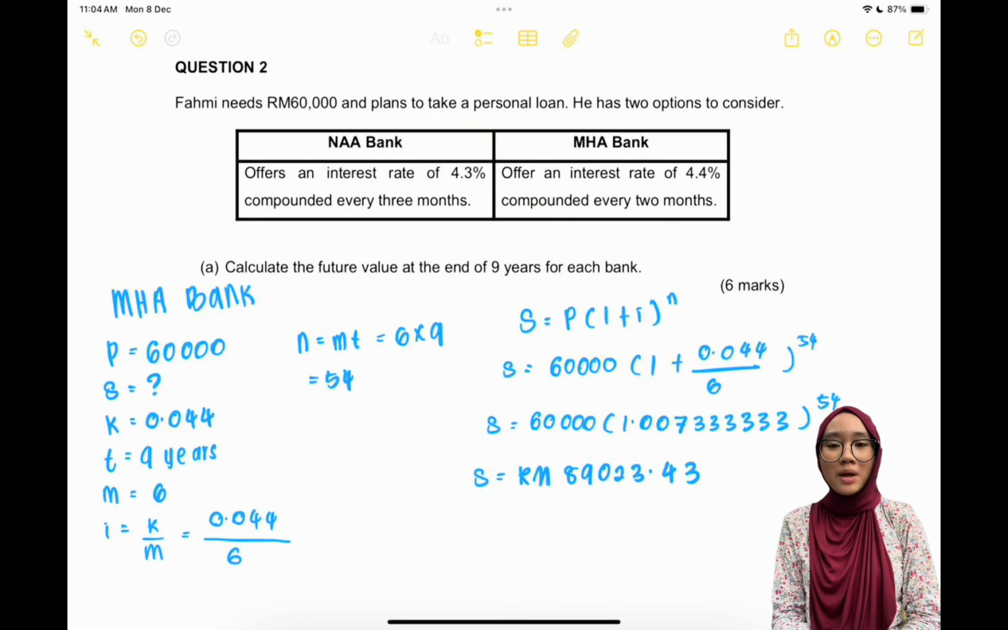S equals RM88,171.10. For the MHA bank, the P is 60,000, K is 0.044, T is 9 years, M is 6, I is 0.044 over 6, and N is 54. For this question, we also use the formula S equals P 1 plus I power N. S equals 60,000, 1 plus 0.044 over 6 power 54. S equals 60,000, 1.007333333 power 54.